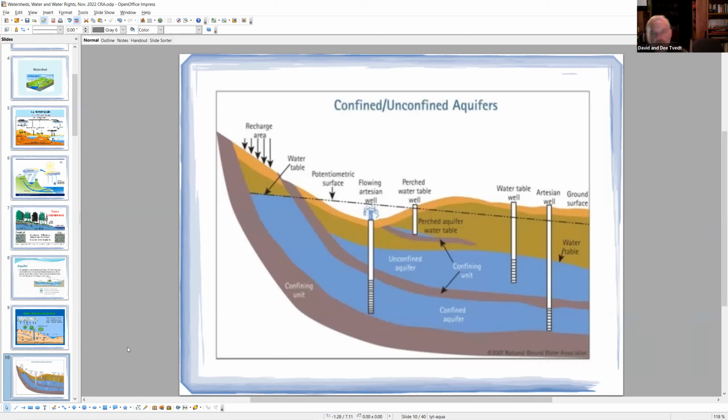And a little bit more about confined and unconfined aquifers. You can see the water table with this line right here, and you have a well that's below that water table, and you'll actually have flowing water regularly. Depending on where the well is in relationship to the water table and so forth, you'll have different situations about how much water and how well it flows and so forth.